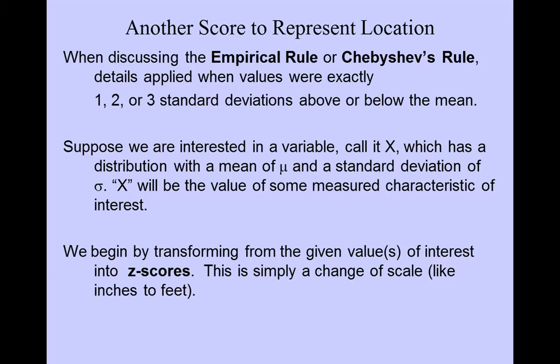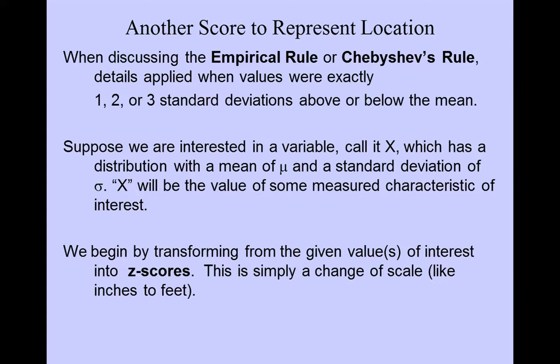Another score to represent location. When discussing the empirical rule or Chebyshev's rule, details applied when values were exactly 1, 2, or 3 standard deviations above or below the mean. Suppose we are interested in a variable, call it x, which has a distribution with a mean of mu and a standard deviation sigma. X will be the value of some measured characteristic of interest.